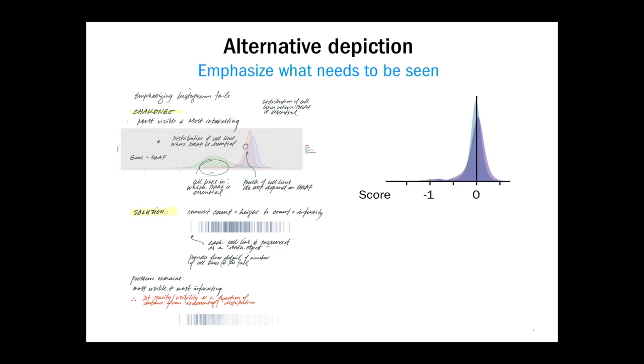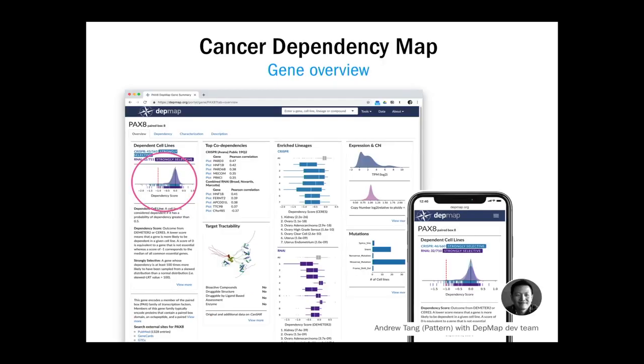So you could imagine trading in an encoding of height with an encoding of intensity. So instead of height meaning higher quantity, in this case, the more intense the color, the more of something. Right? So this is using intensity as a proxy for height. So this gives you a sense of the center of mass, but also the individual data points. So we've done this in every case on the Cancer Dependency Map portal, where we have a distribution. We also show a raster plot.